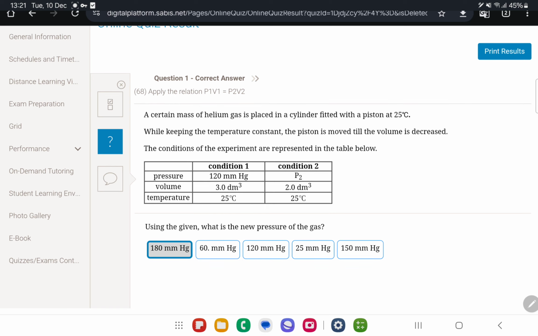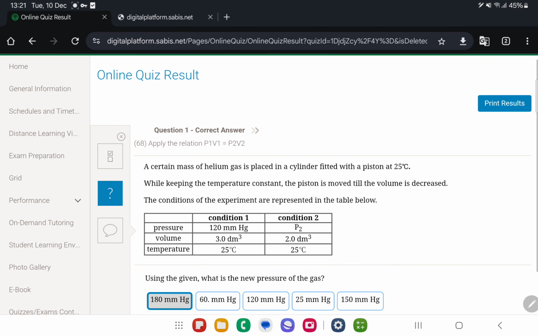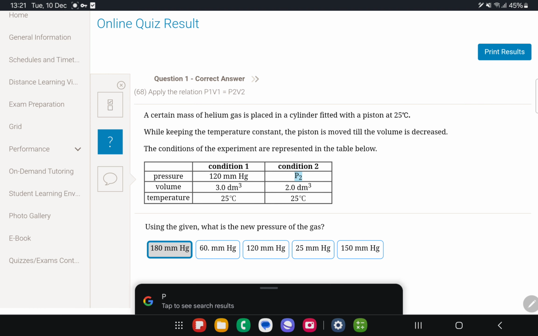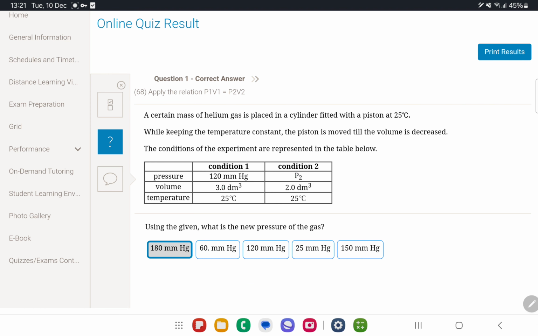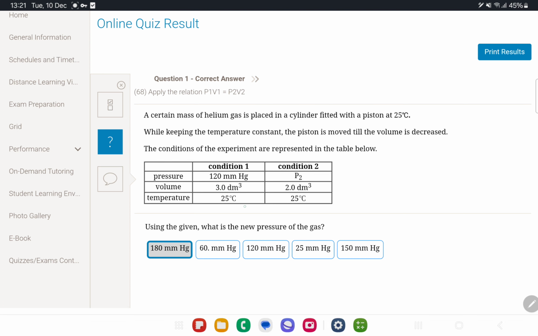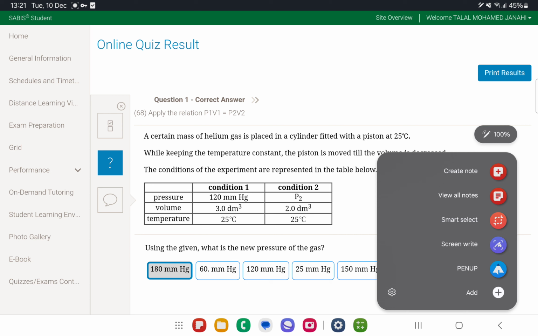Okay, so now for this one, let's look at the given first. We have the P1, which is the pressure for the first condition. Second one we need to find, as they asked in the question. We have the first volume, second volume, and temperature is kept constant. So if it's kept constant, we don't look at it. Okay, to solve this we use a certain rule. I'll show you now.